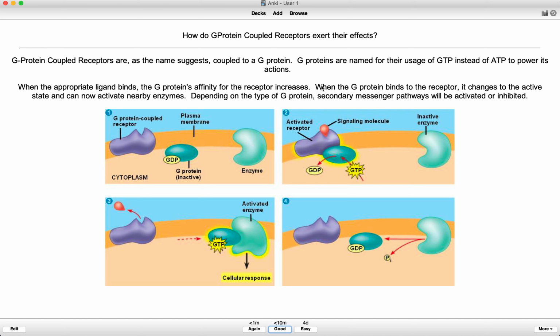Okay, so we have a G protein coupled receptor here with a G protein that's inactive. When a ligand binds to the G protein coupled receptor, it will cause an increase in the receptor's affinity for the G protein. The G protein will bind to it, changing into the active state, causing it to gain GTP. And because it has GTP, it can now dissociate and activate or inhibit other enzymes through secondary messenger pathways. Okay, kind of get it.